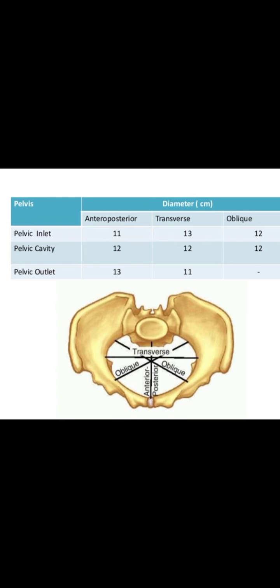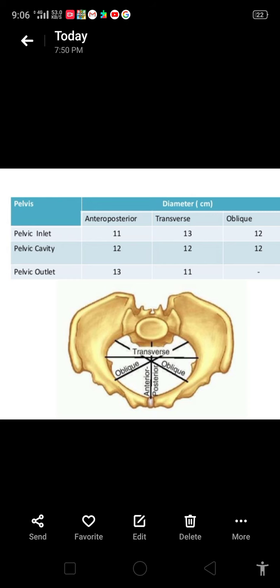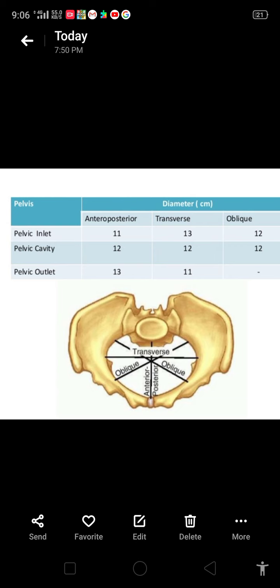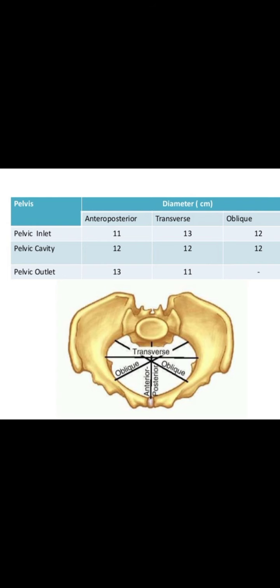Next is the oblique diameter. It starts from one sacroiliac joint to the iliopectineal eminence on the opposite side. It is 12 centimeters. Alright, so that was the diameter of the pelvic inlet.